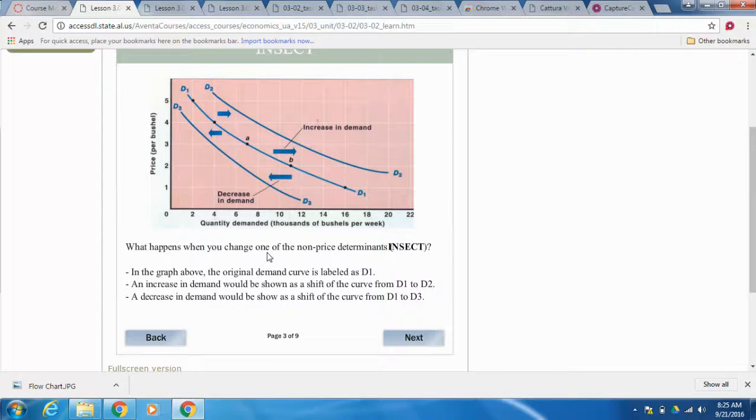But these other things, INSECT, what we just talked about, they're going to shift the curve. If demand increases, the curve is going to shift to the right from D1 to D2. That's an increase in demand. If there's a decrease in demand, it's going to shift to the left from D1 to D3. That would be a decrease.